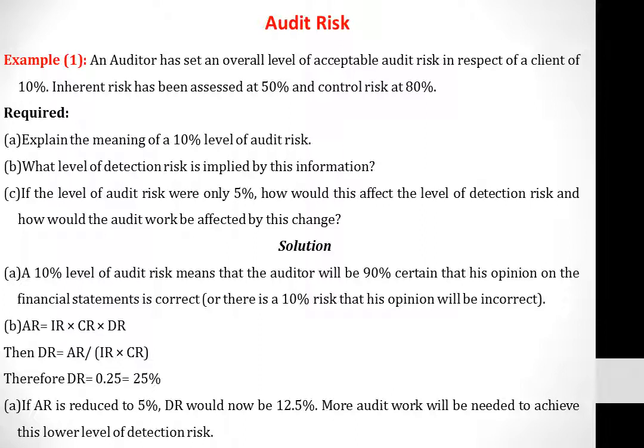Requirement C: he said if the level of audit risk were 5%, so the acceptable audit risk is going to change from 10% to 5%, how would this affect the level of detection risk, and how would the audit work be affected by this change? If AAR is reduced to 5%, this means the auditor is 95% certain that his opinion on the financial statements is correct. How is this going to affect DR? Let's calculate DR. DR equals AAR divided by IR multiplied by CR. So DR equals 5% divided by 50% multiplied by 80%. This means that detection risk would now be 12.5%.